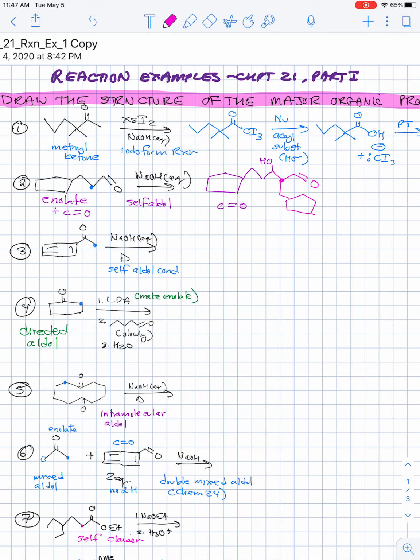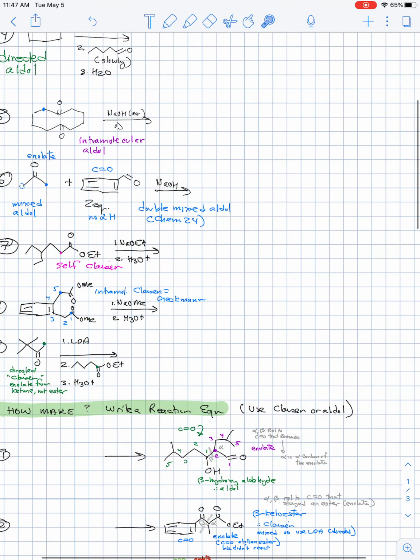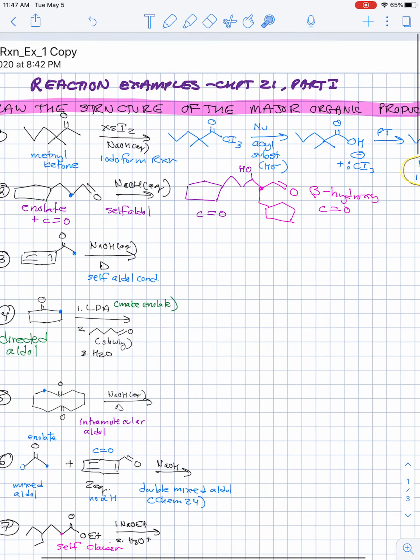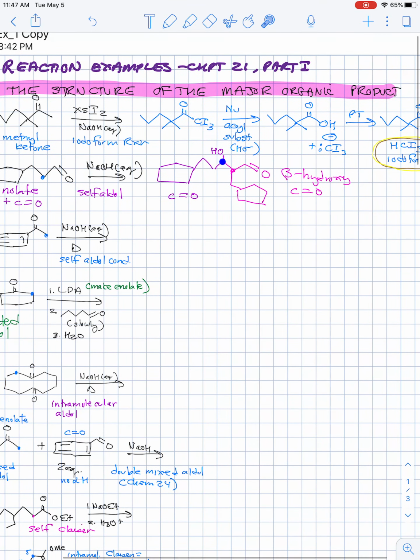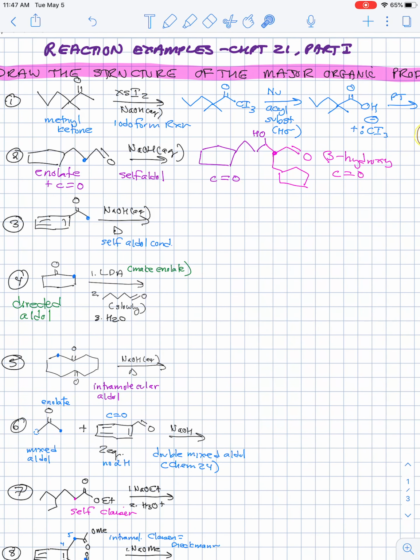And this gives us our beta hydroxy carbonyl compound, where this is the alpha carbon to the carbonyl, the one that acted as the enolate, and then this would be the beta carbon to the carbonyl. And again, I just use this dot as a visual aid. So aldehydes turn out to be quite good at doing self-aldol condensations. Ketones are not so good.